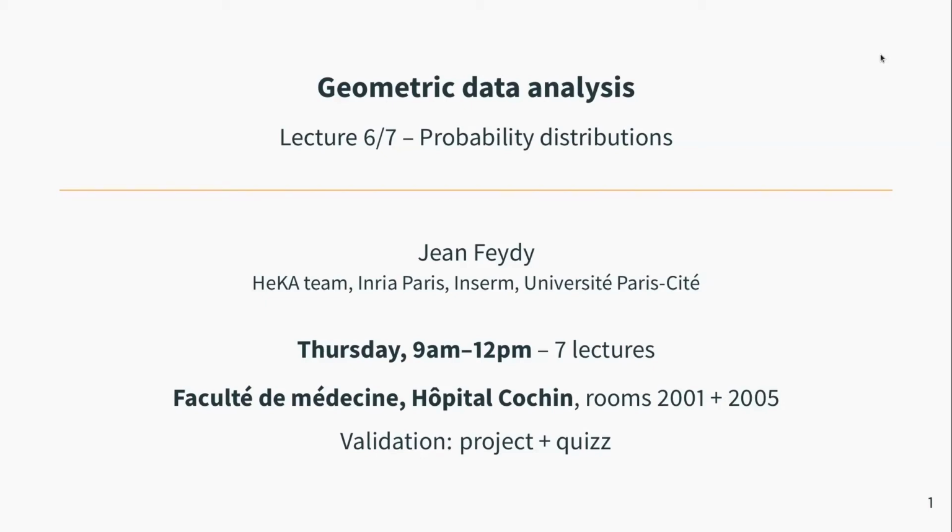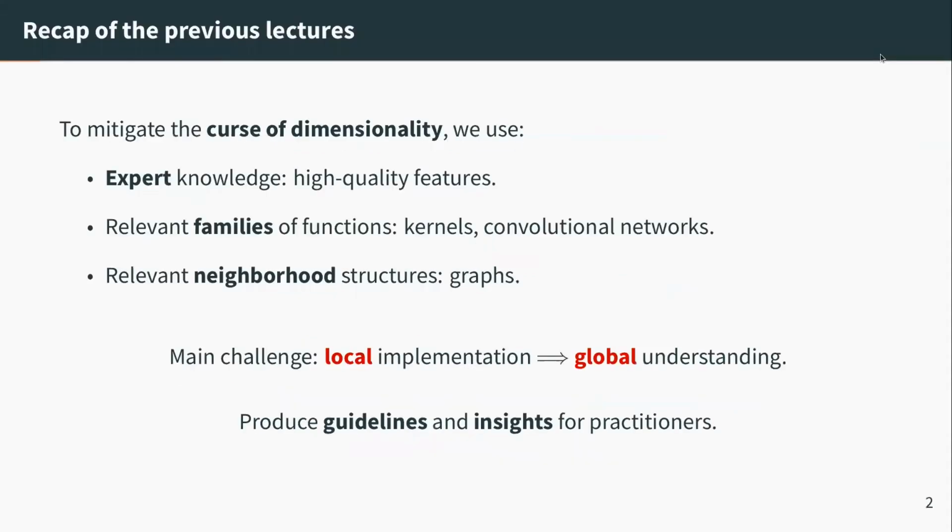Now it's already lecture six out of 7. So the final lecture is going to be in 2 weeks. And today we're going to talk about probability distributions and a geometric perspective on statistics and the processing of those objects. So first, quick recap, exactly the same slides as 2 weeks ago.